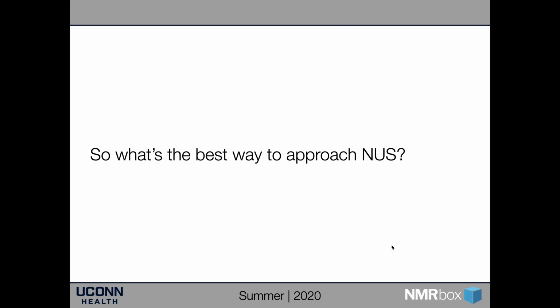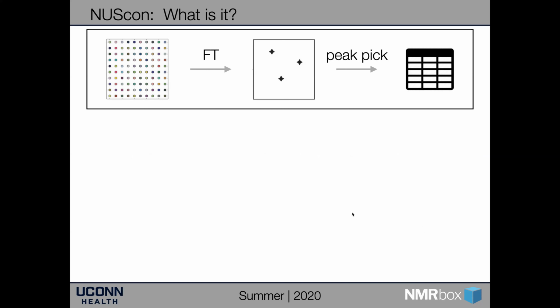So what's the best way to approach NUS? And Jeff hinted at this already, and I'll bring it up here, and that's NUScon. That's where NUScon comes into play. So here's the graphical representation of a traditional uniformly sampled experiment. Here's your uniform data. You apply the DFT, you get a spectrum, you peak pick, you get a peak table, you go off and you do your quantitative analysis.